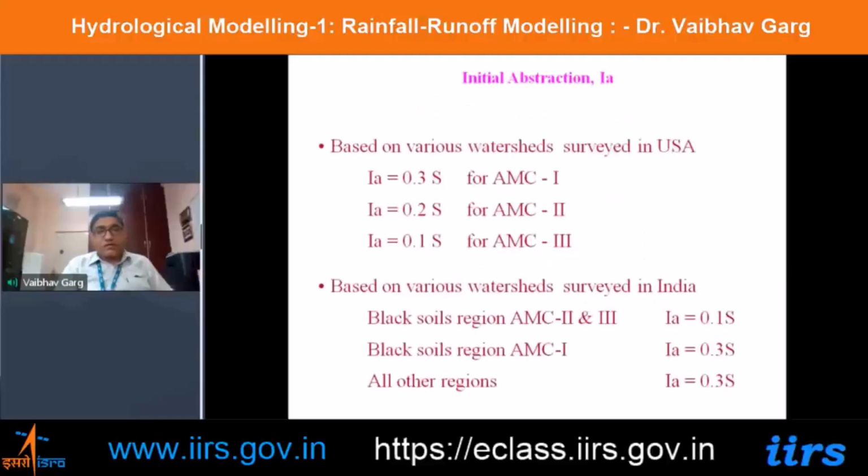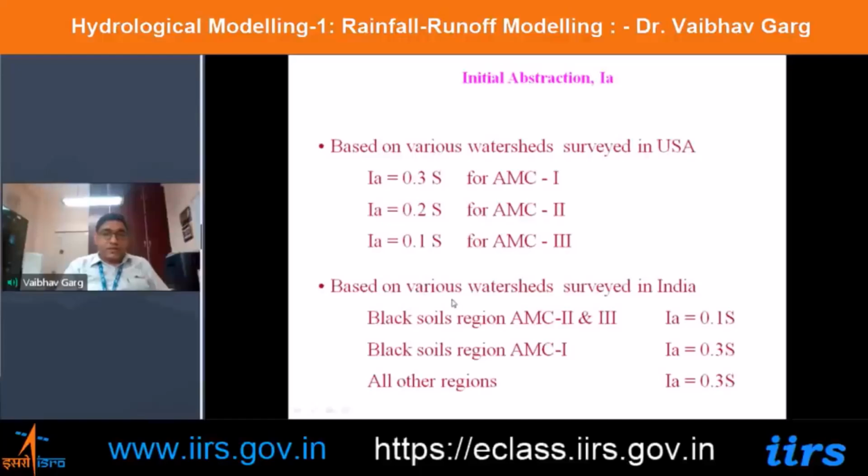Once you get the CN, you can calculate the S, and we have seen that in the formula the IA has been taken as 0.2S. If AMC condition 1 is satisfied in USA, generally IA is taken as 0.3S, and if condition 3 is satisfied, the IA is taken as 0.1S. Accordingly, we can also change this assumption of initial abstraction to 0.1, 0.2, or 0.3 according to the AMC condition.